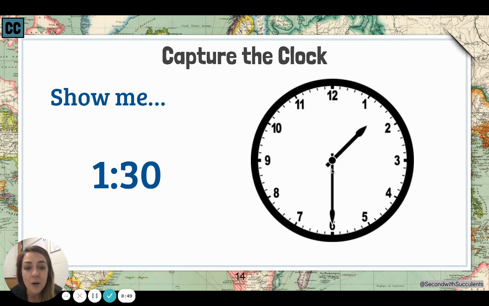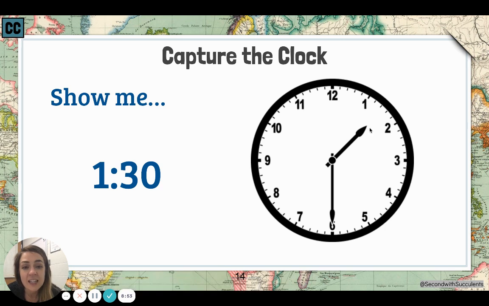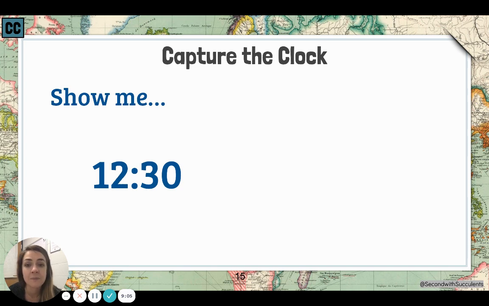So for example, let me go to the next one. See how the minute hand is pointing right to the 6? And the hour hand is halfway between the 1 and the 2. That's one of the reasons why some people say half past 2 or half past 1. This would be half past 1. All right? Okay, so knowing that, now how would you show 12:30 or half past 12?